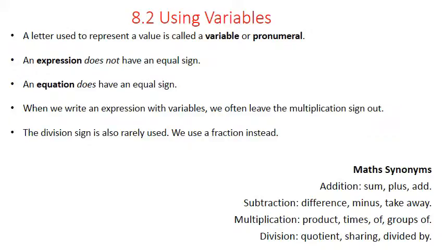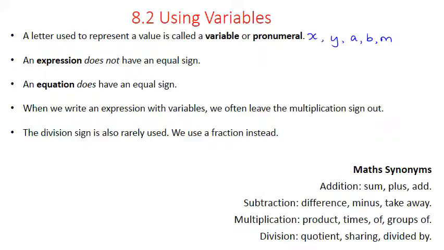Okay, so looking at 8.2 using variables, the first thing we see is that a letter used to represent a value is called a variable or a pronumeral. So that's letters that you might have seen before, such as X or Y. Again, you've seen letters like A, B, M. Basically, you can use any letter of the alphabet to represent a number or a value.